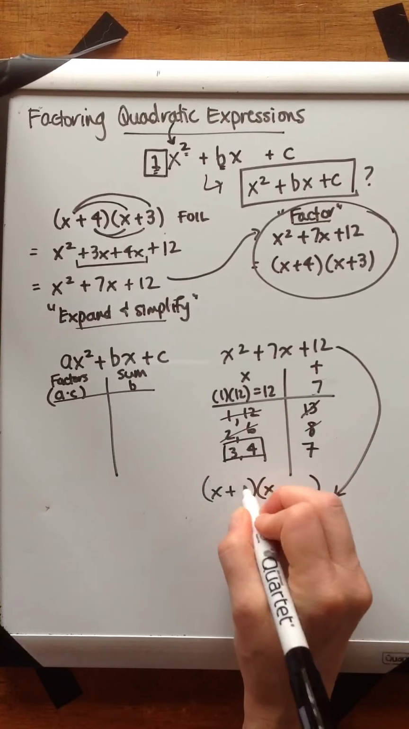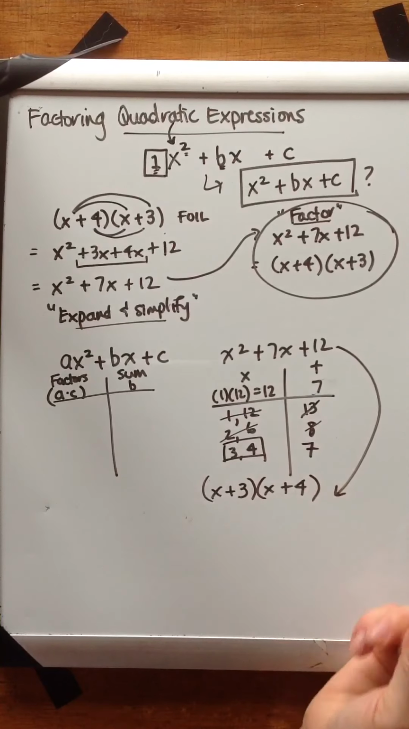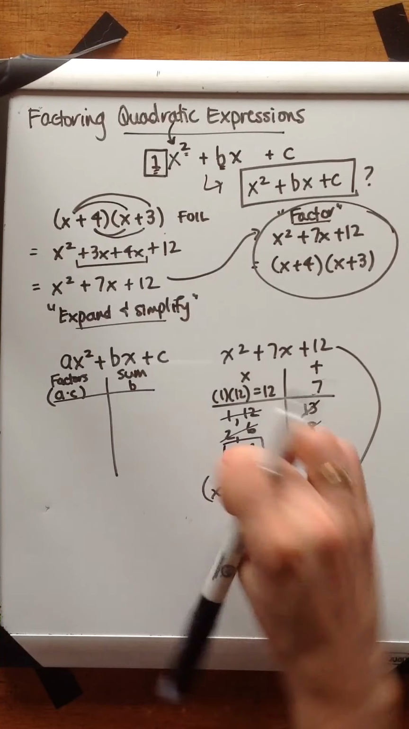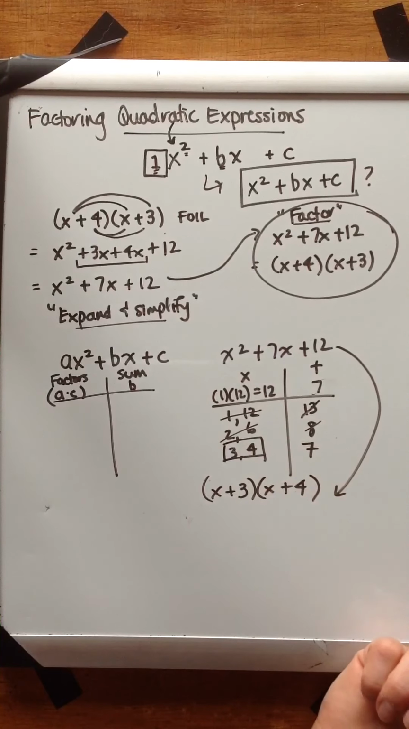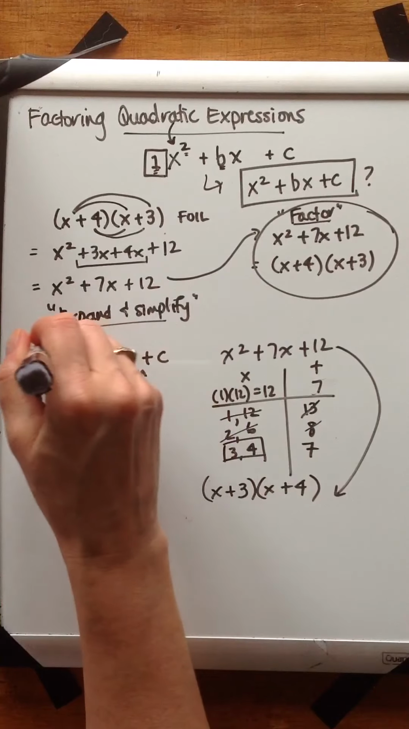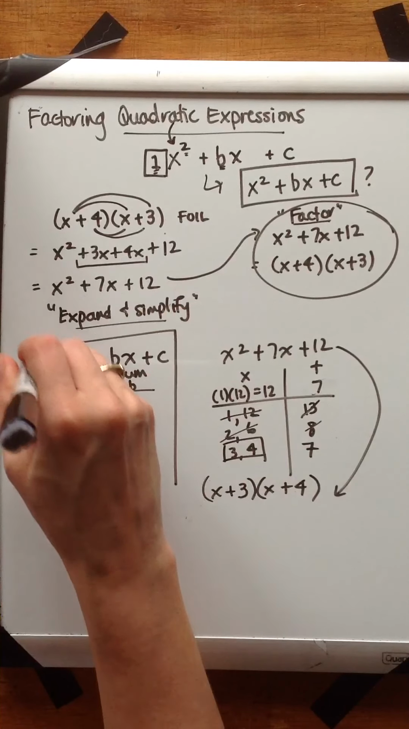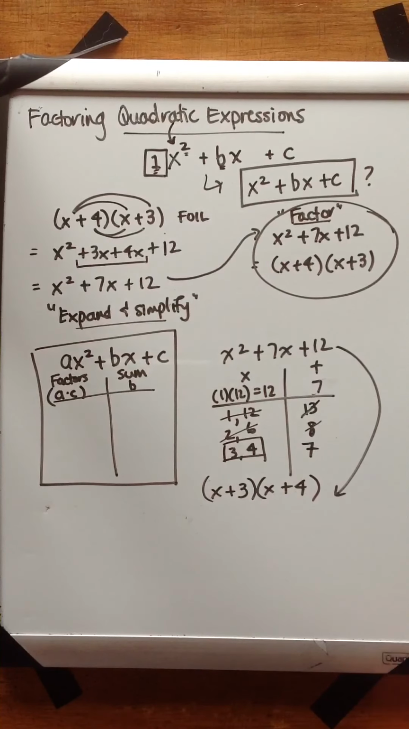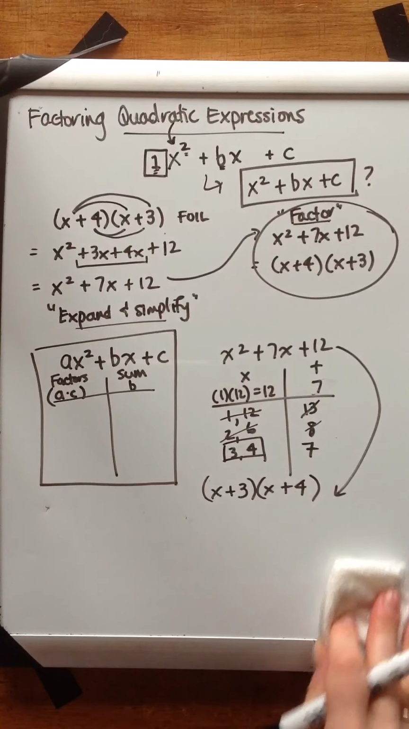I can do plus 3 here, plus 4 here, or I can flip it around like I had up here. But it's the same result, just changing the order of those factored terms instead. So I'm going to leave this here so that we can see how it works. And let's do another example.